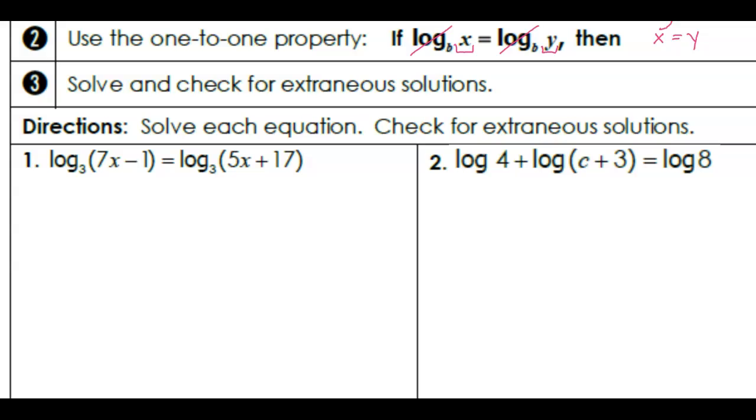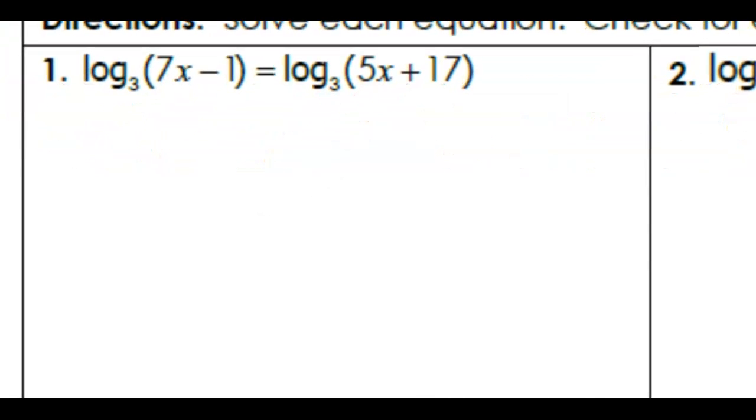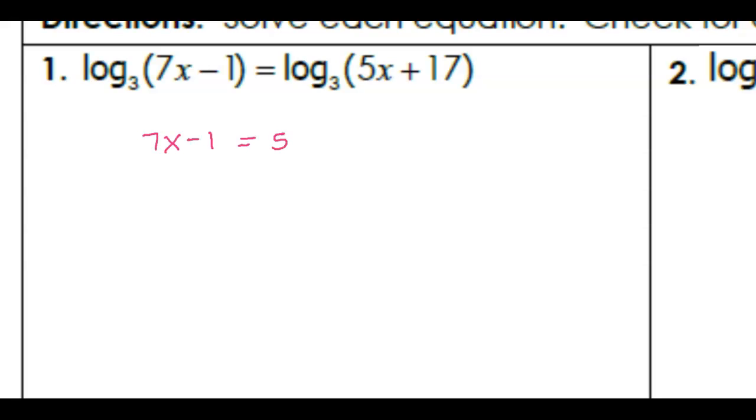So in this example, we have log base 3 of 7x minus 1 equals log base 3 of 5x plus 17. We have a single log on each side. Now what can we do? Yes, because and only because they are logs of the same base, this means that 7x minus 1 must equal 5x plus 17. They must be equal to each other. There's no other way that these two sides could be equal.